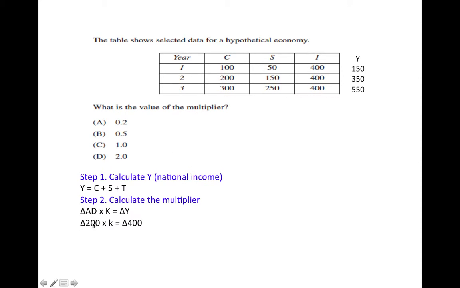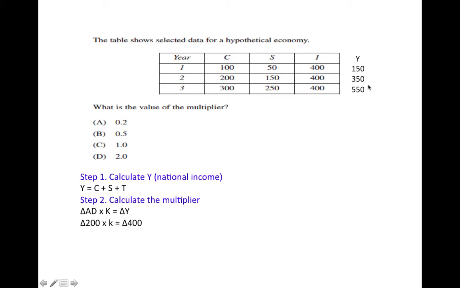200, okay, the change in AD, which is here, which is consumption. So how I got the change is 300 minus 100, okay? So the change from year 3 to year 1 is 200, okay? Times K, we don't know what this is yet, equals the change in national income.